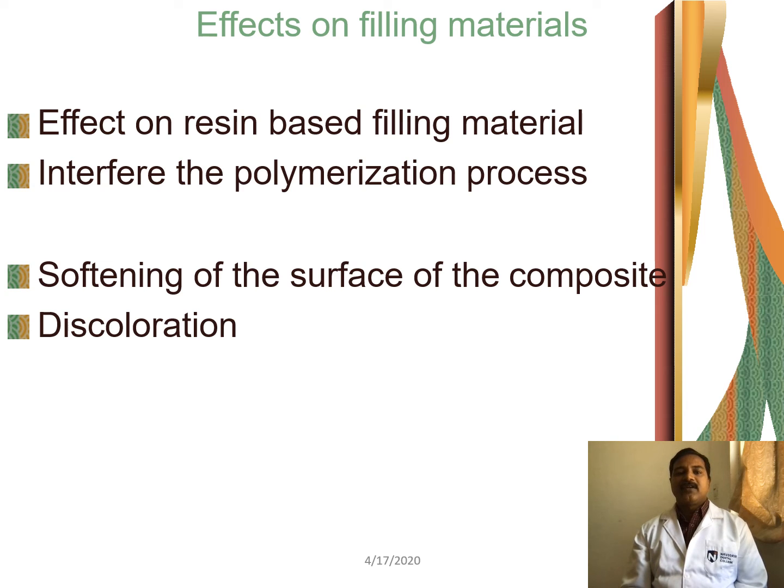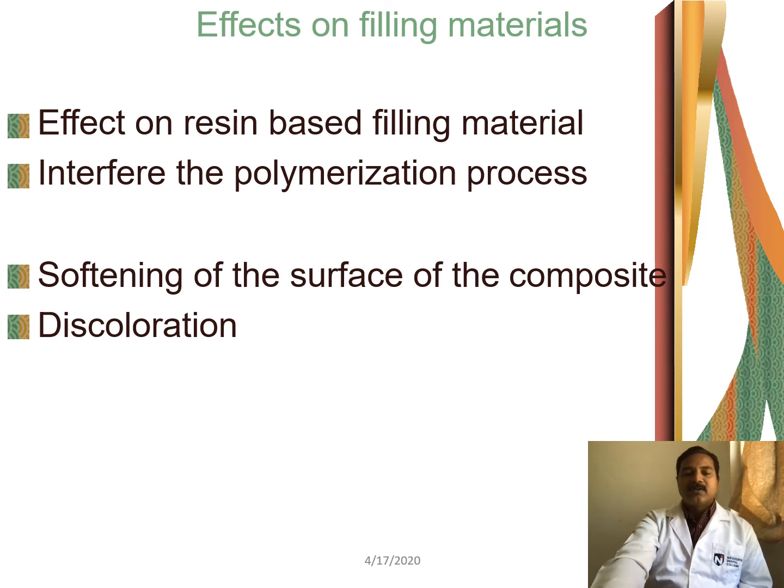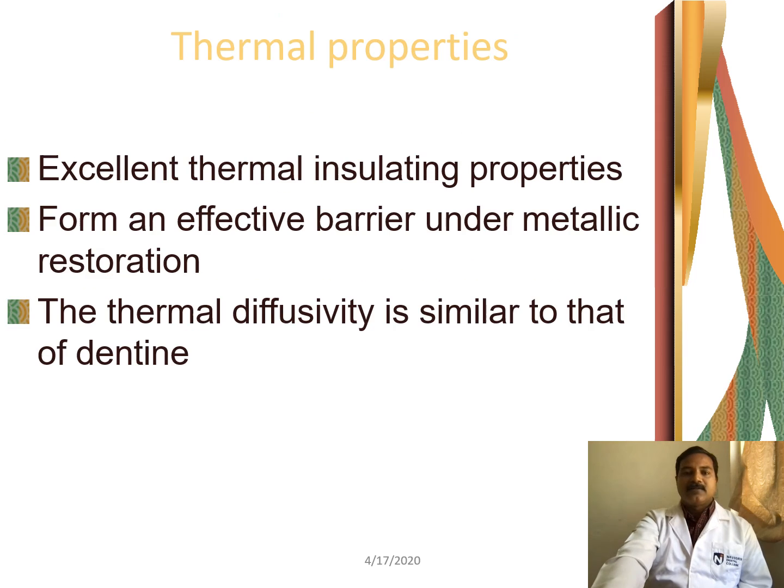Coming to the effects on filling materials. The important factor for us to remember here is that eugenol affects the polymerization of composites, and also it affects filling. So you are not supposed to use zinc oxide eugenol when you want to use composite as a permanent restorative material, because it interferes with the polymerization process. That is the reason you should be careful when you are planning to use composite as permanent restorative material.